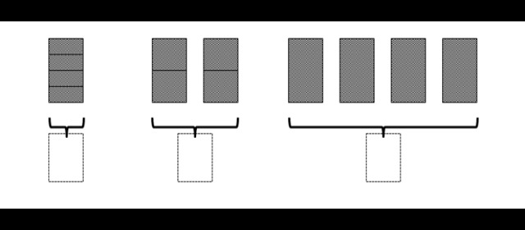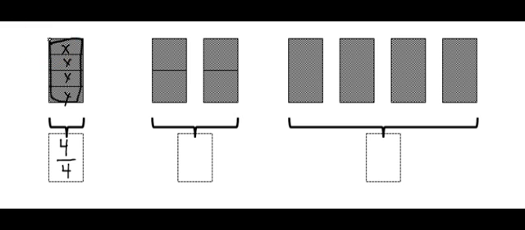Here's another example. This time, my one whole has been divided into 4 equal pieces. So I have 4 pieces shaded out of the 4 that make up the whole. So one whole can be written as 4/4.